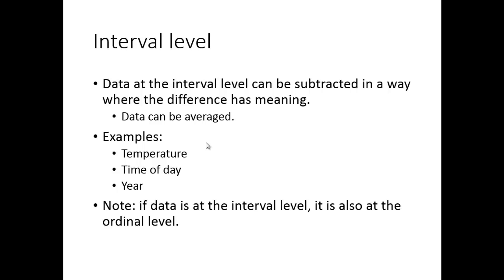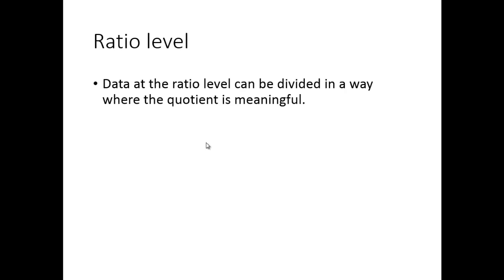Last one we're going to talk about is the ratio level. And ratio level is we can divide 2 data quantities in a way where the quotient has some sort of intrinsic meaning. Probably an easier way to think about this, in some sense perhaps equivalent, is that the 0 actually means you get nothing of something. So it means the absence, the lack of something.